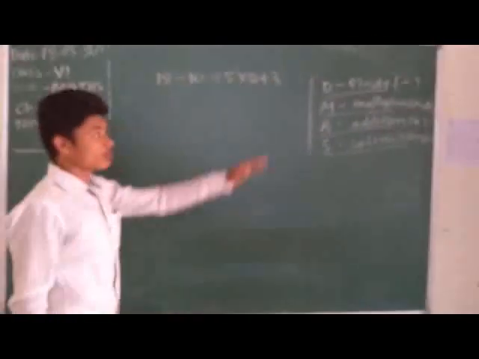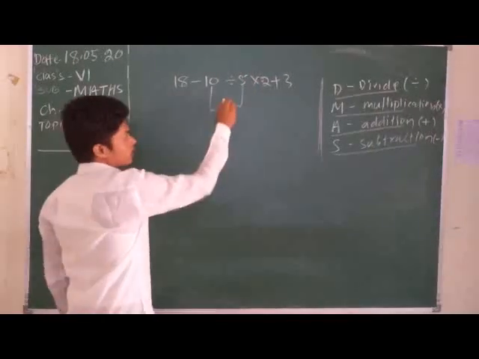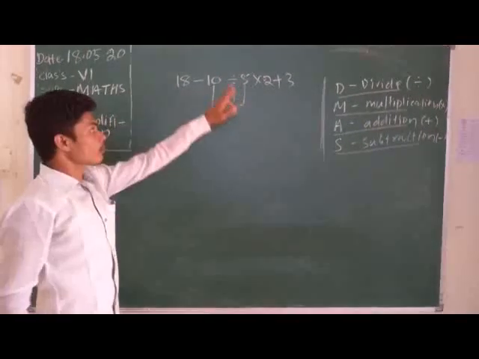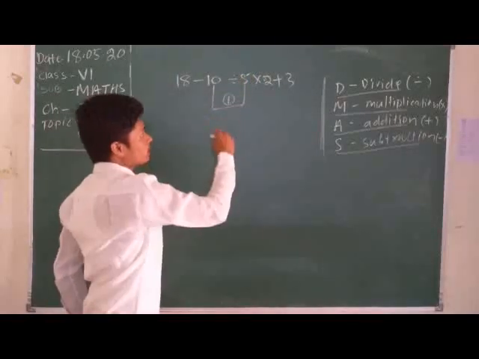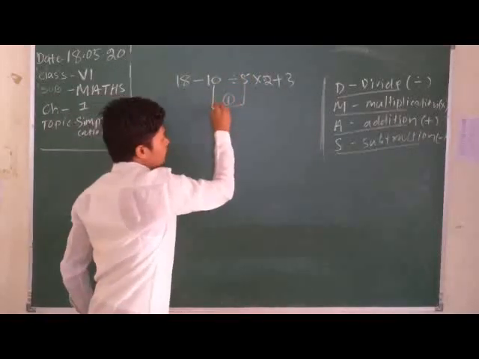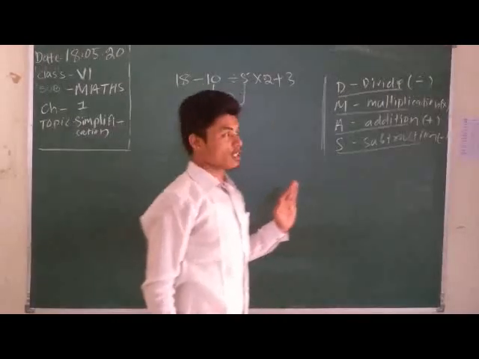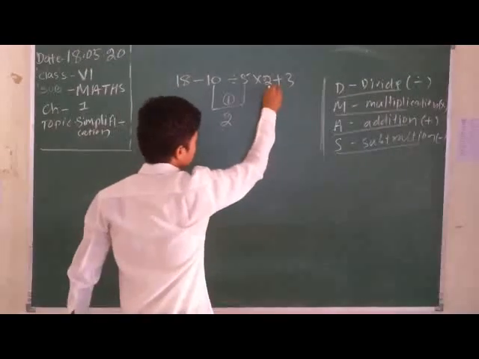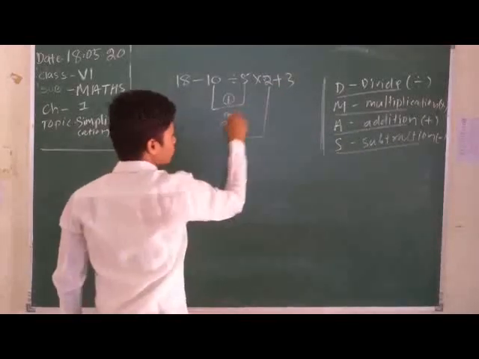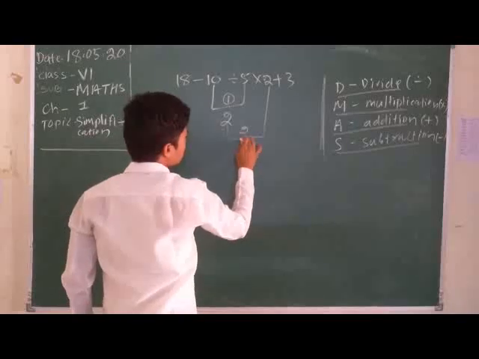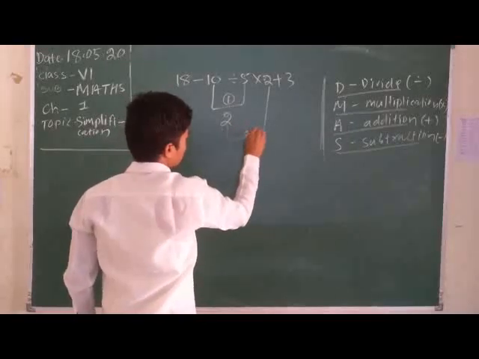See the word. First one is divide. Then first we divide. Step 1 is divide: 10 divided by 5 is equal to 2. Second term is multiplication. Step 2: 2 into 2 is 4.